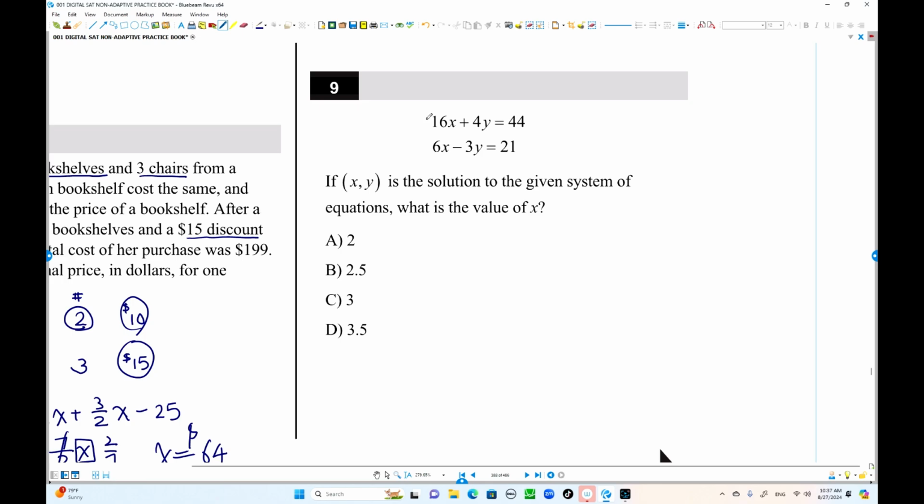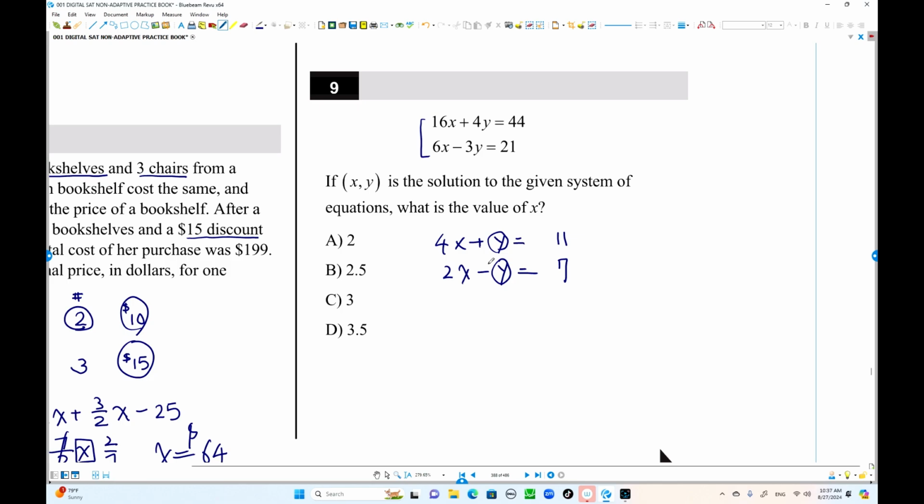But when you take a look at the system of equations, you can simplify a little more, okay? Divided by 4, the first one is what? 4x plus y equals 11. That's the easiest way, right? Anyway, the second, divided by 3, is what? 2x minus y equals 7. Okay, you can see that, right?